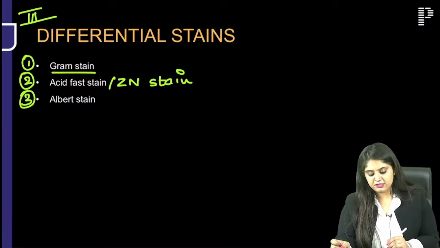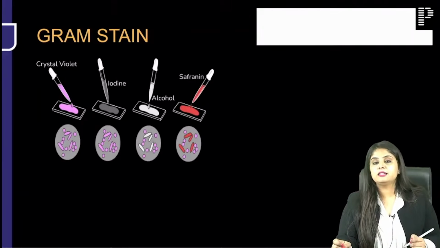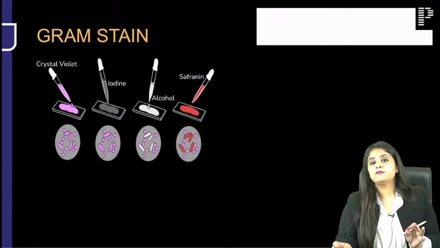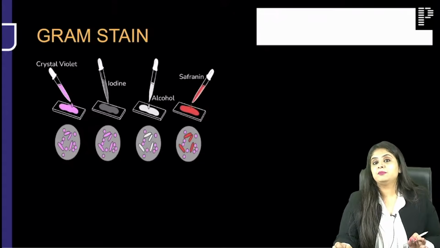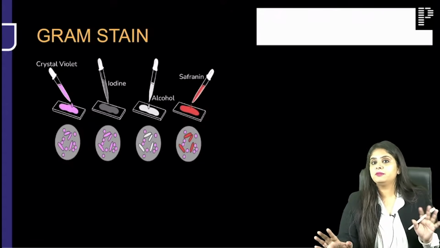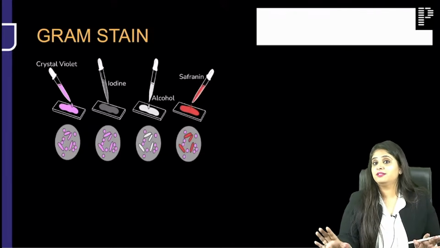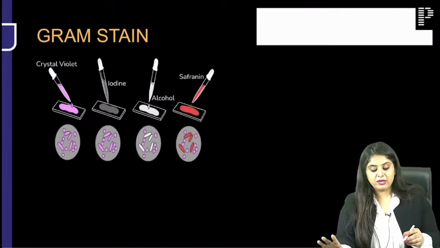I am starting first with something known as the Gram stain. The first stain that you will have to perform in your lab, microbiology practical, will be a Gram stain. If you fail Gram stain, it is a pass-fail question. If you can't answer Gram stain, you're gone. Don't then blame anyone if you can't answer Gram stain. So what is Gram stain?